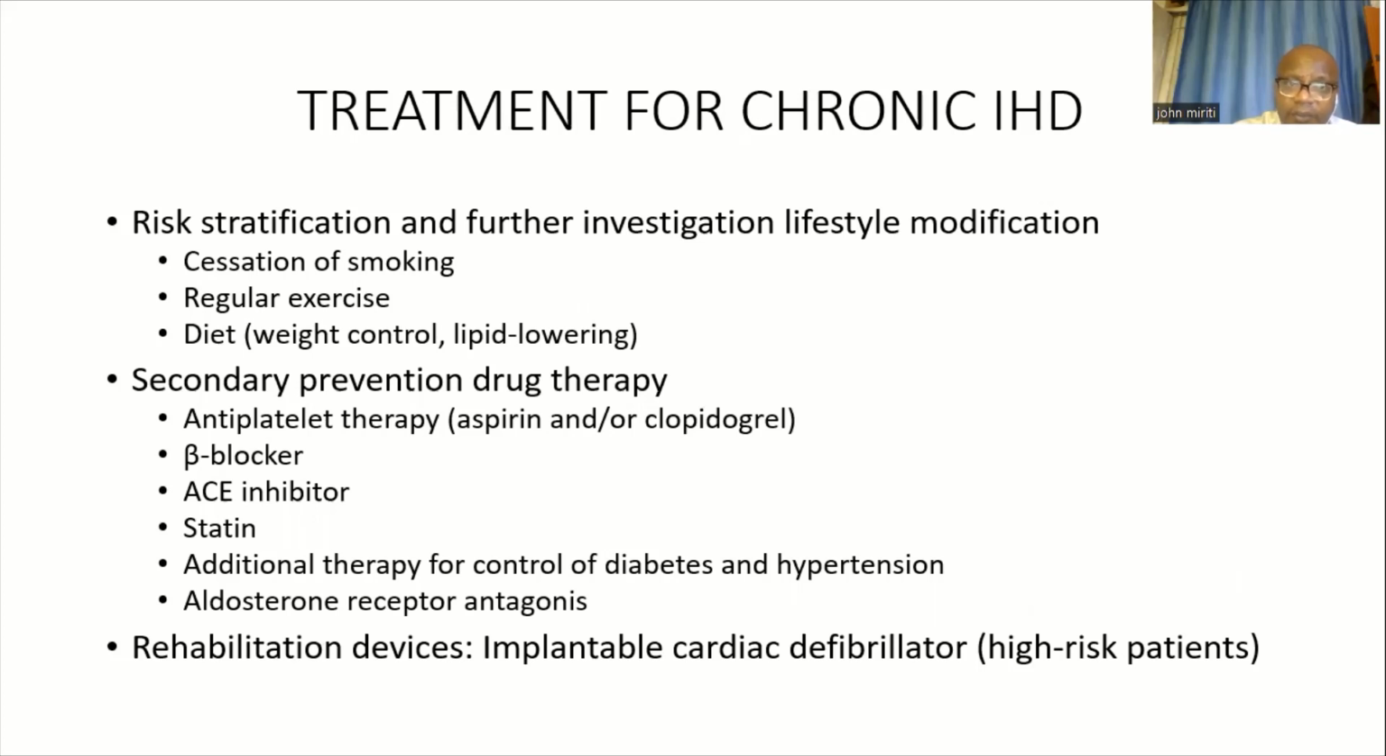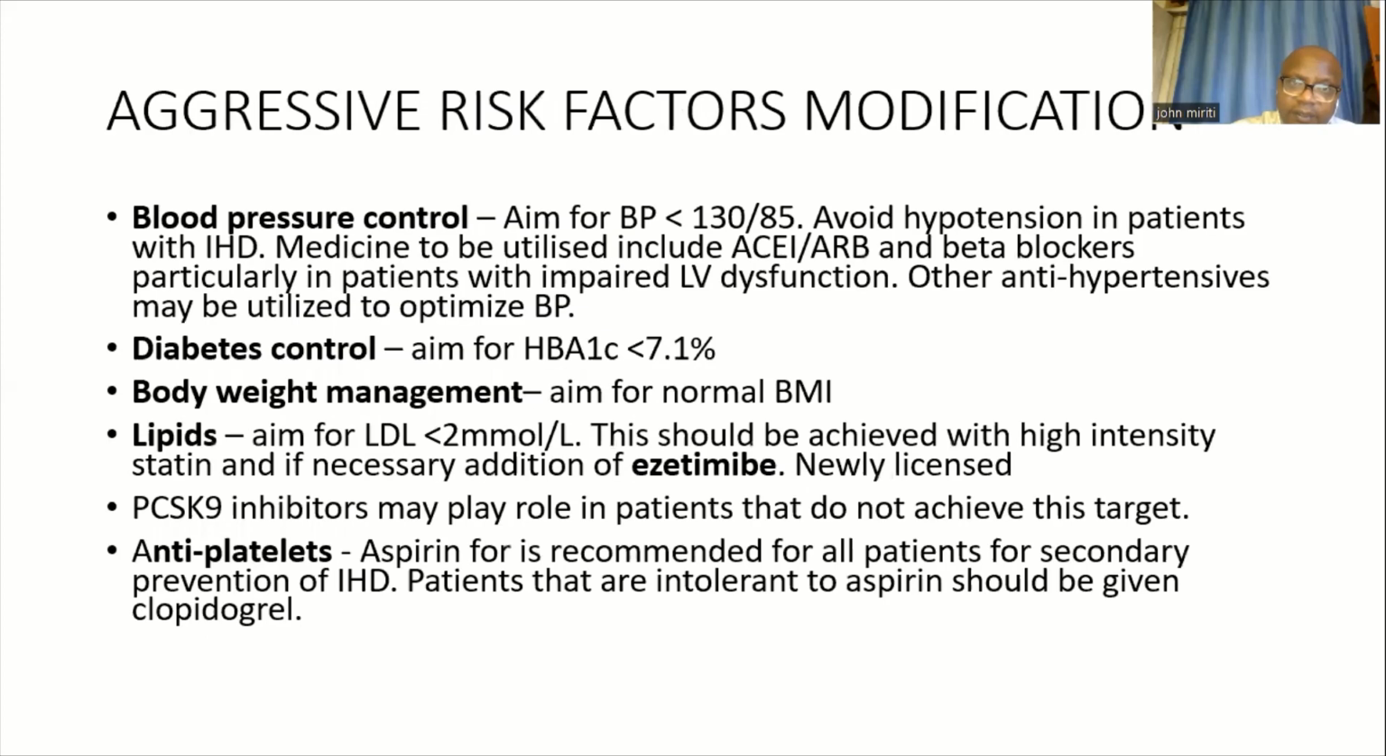So the treatment, again, is you check on risk factors. You advise the patient to stop smoking, exercise regularly, control weight, and take lipid lowering products. Then secondary prevention drugs include antiplatelets, beta blockers, ACE inhibitors, statins, and additional therapy for control of diabetes and hypertension. You can also give aldosterone receptor antagonists. Rehabilitation, and devices like implantable cardiac defibrillators, can also be given.